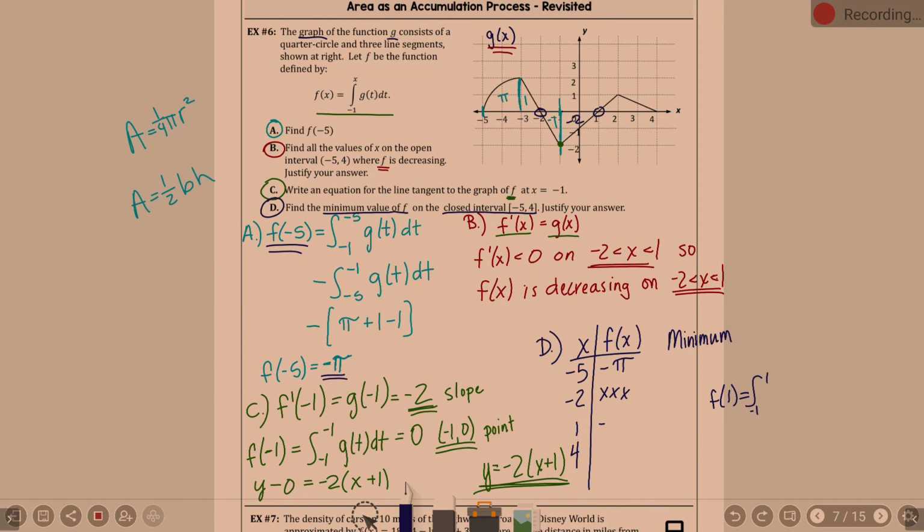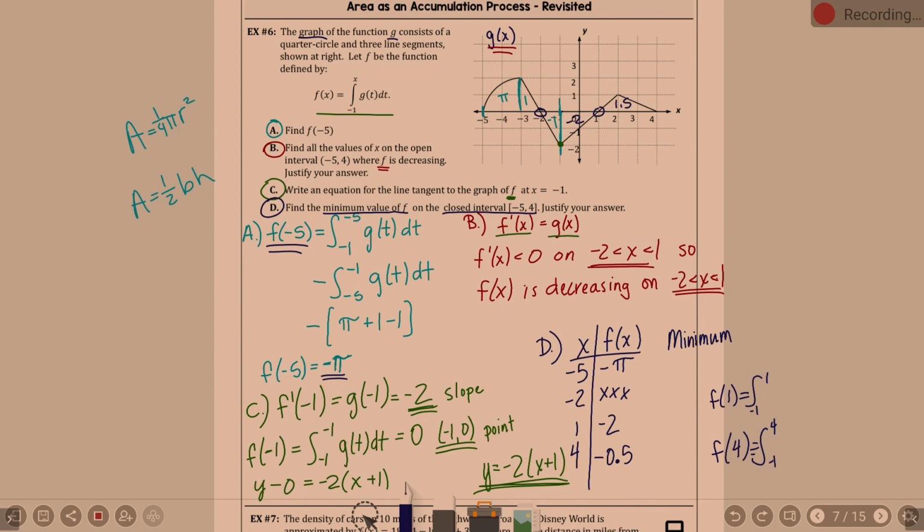F of 4 is going to be the integral from -1 to 4. Well, what's the other piece? I need a triangle that is 1/2 times 3 times 1. So half of 3 is 1.5. And if we're going from -1 to 4, -2 plus 1.5 is -0.5. Okay, where's our minimum? -5.